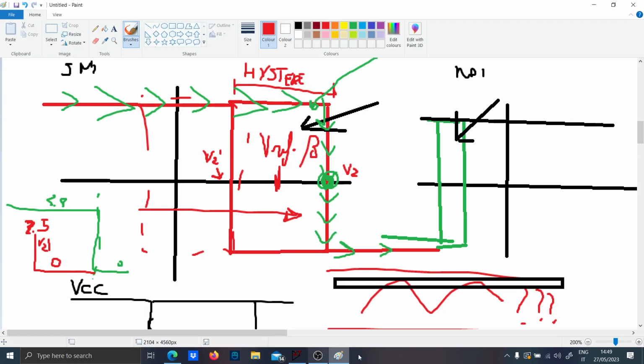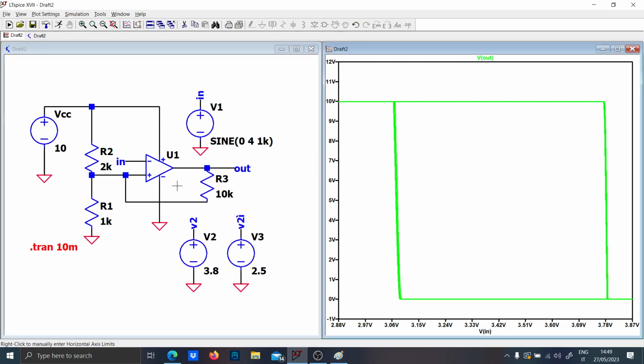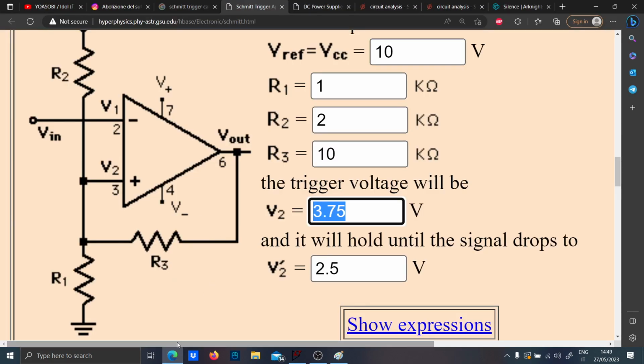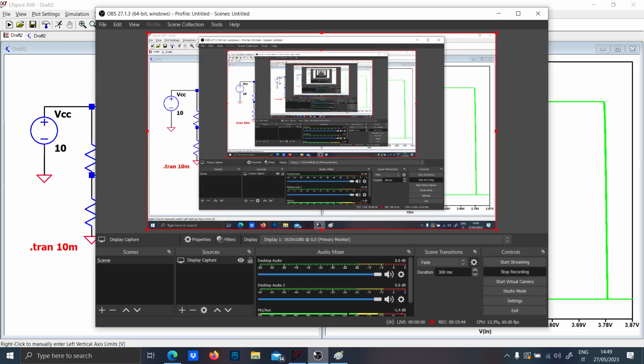I will drop the link in the description. I hope that this video is very useful, but remember that in electronics, what is important is to understand when to use this kind of circuit, because it is not important to study all these formulas by heart. It is important to understand the physical meaning of these circuits. What I want you to understand is the physical meaning of this. Remember that.